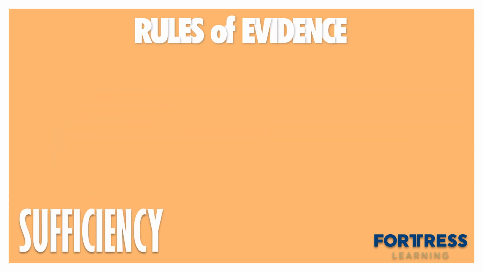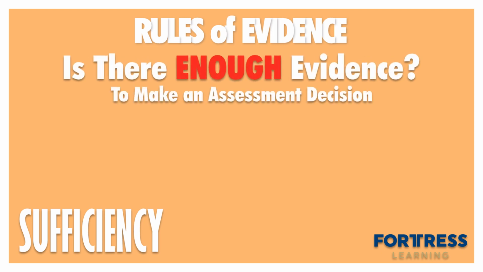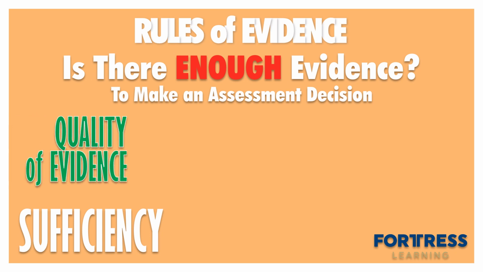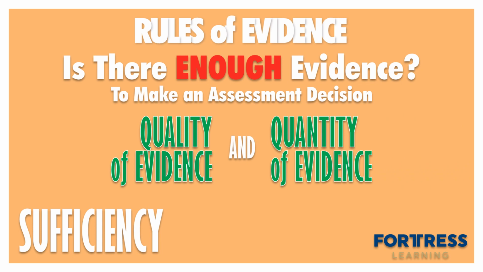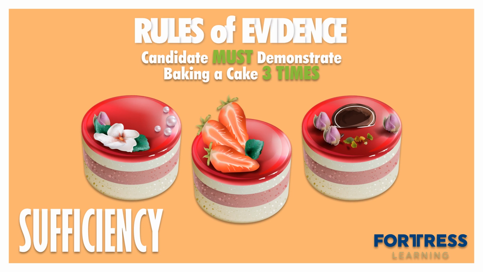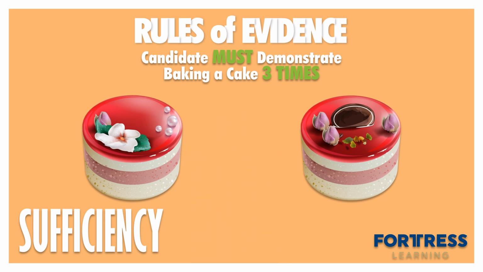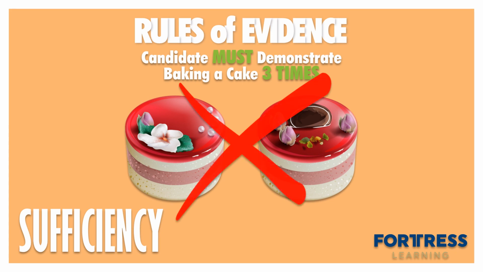The next rule of evidence is sufficiency. This rule is about ensuring that the candidate has provided enough evidence for an assessment decision to be made. This includes the quality of the evidence and the quantity of the evidence that's been presented by the candidate. For example, if the unit of competency requires the candidate to demonstrate their skills by baking a cake 3 times, but they only demonstrated these skills twice, then there would be insufficient evidence to make an assessment decision.